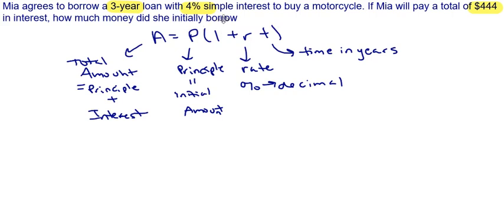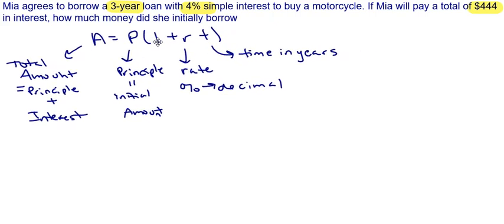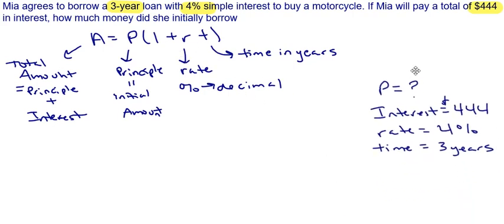That's the principal. Inside of our parentheses, we have our rate, which is usually given to us in a percent, like we see up here, 4%. But in order to put it into this problem, we're going to have to convert it into a decimal. And then our T is our time in years. So now that we know what equation we're going to use, we're going to make a grid of what we know.